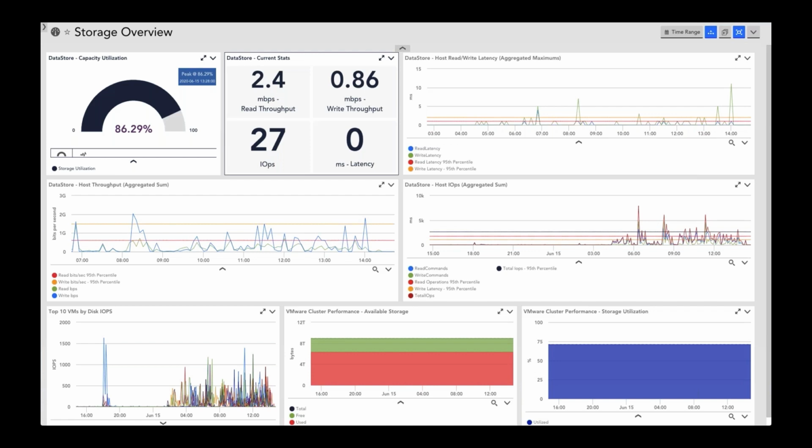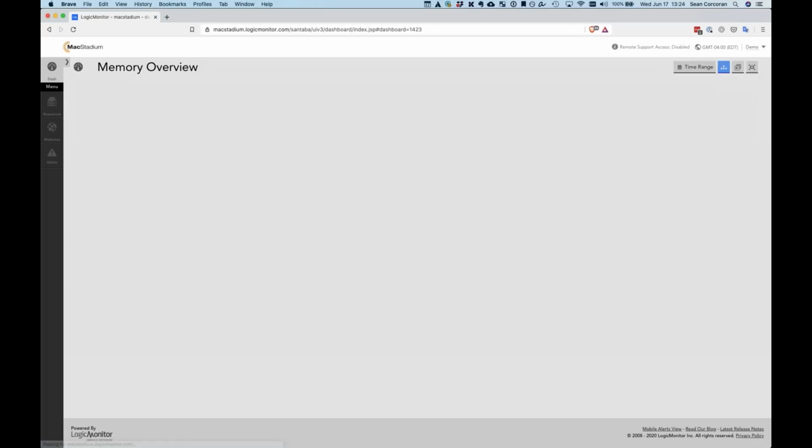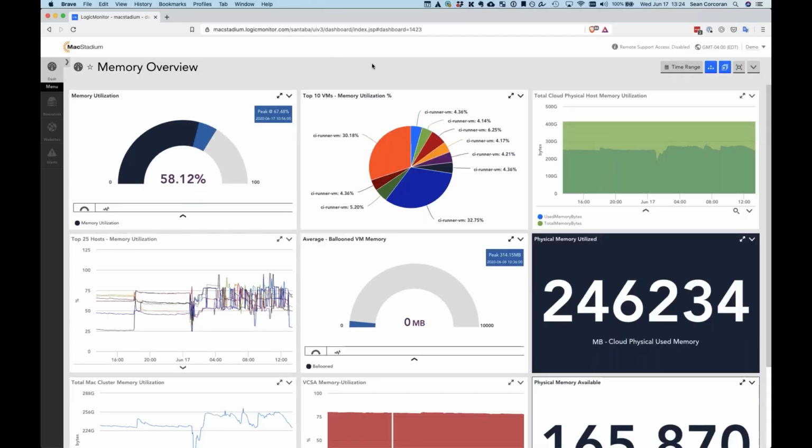I think a great one is if you look at the top 10 VMs by disk IO, you see that unusual spike there that's kind of off by itself. That may be something you may want to look into. But this overall screen gives you a real good picture of what your workload's looking like and how much workload that you're trying to push through the system, and gives you an idea of where you may be scaling to in the future.